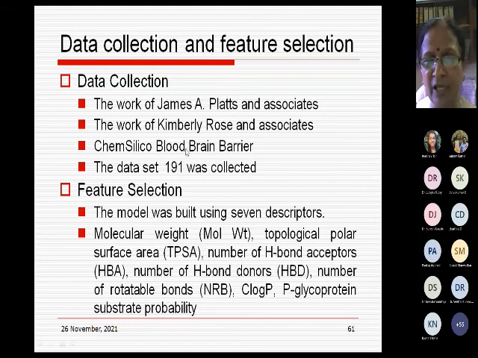So we collected 191 molecules from various data sources, and we have used 7 descriptors. These 7 descriptors are based on already known knowledge that we have identified from the literature. In practice, initially we started with 18 descriptors, but with the 18 descriptors we did not get a good model. Then we applied data selection and finally converted to these 7 descriptors. These are known in the literature to affect the blood-brain barrier permeability, like molecular weight, topological surface area, number of hydrogen bond acceptors, donors, etc.